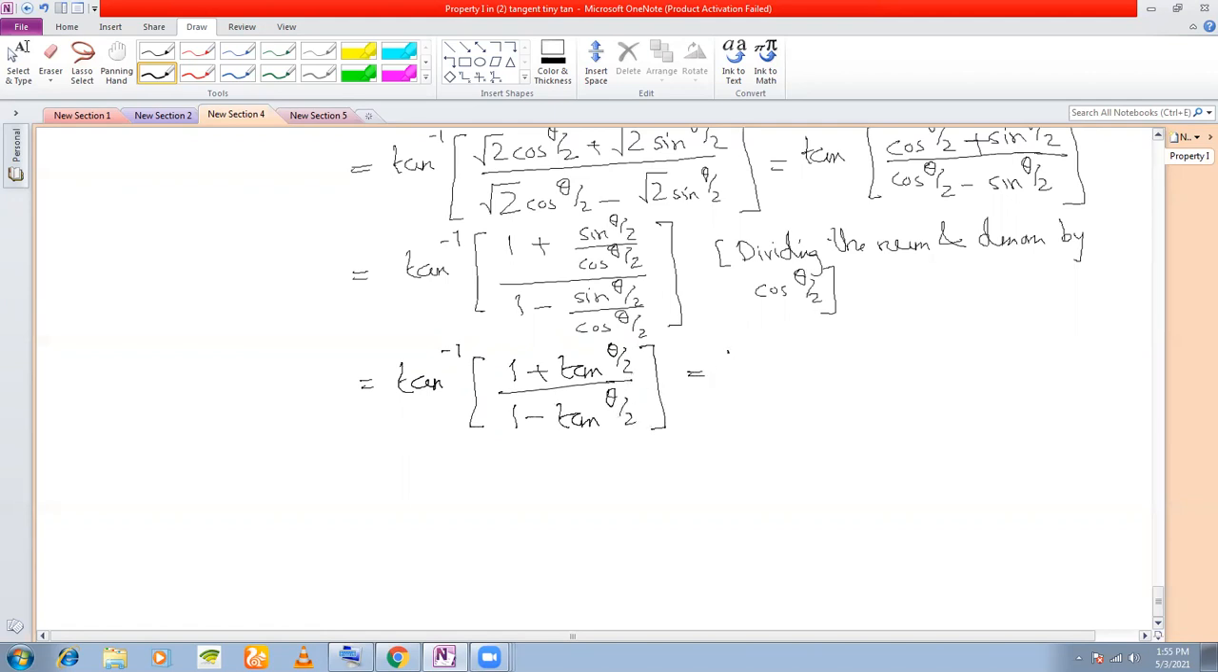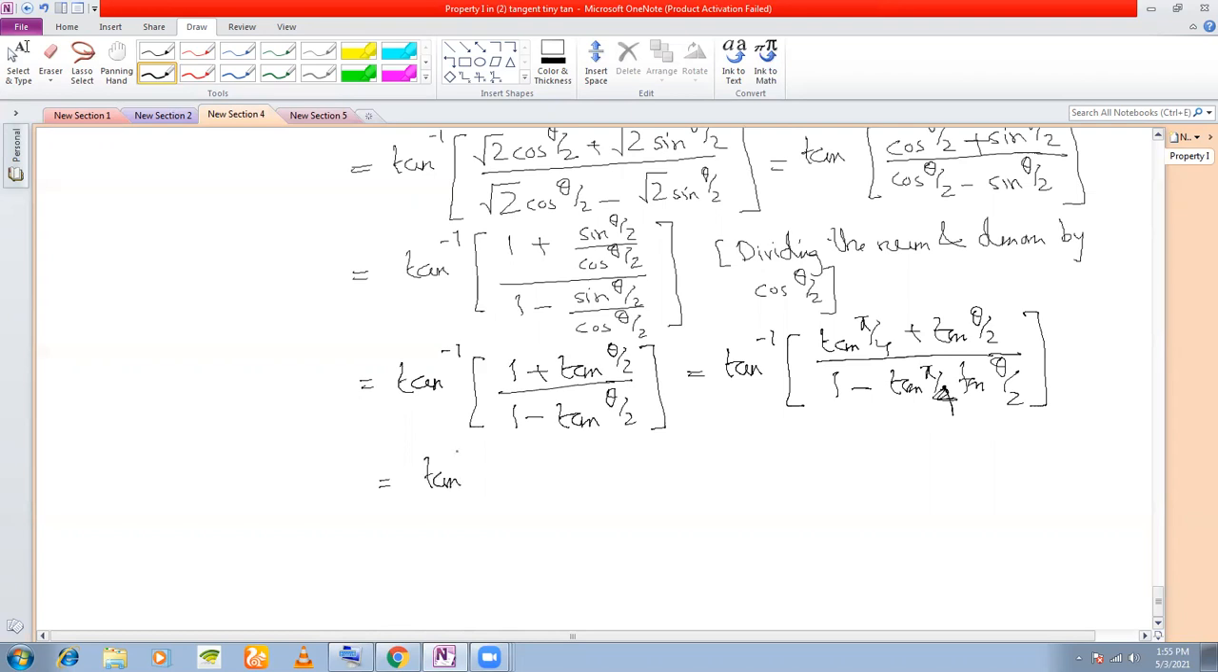Now if you remember this technique, 1 can be written as tan pi by 4 plus tan theta by 2, we write as it is, 1 minus tan pi by 4 into tan theta by 2, because you know tan pi by 4 is 1. You remember this technique back in class 11? Yes, sir. So tan inverse tan.